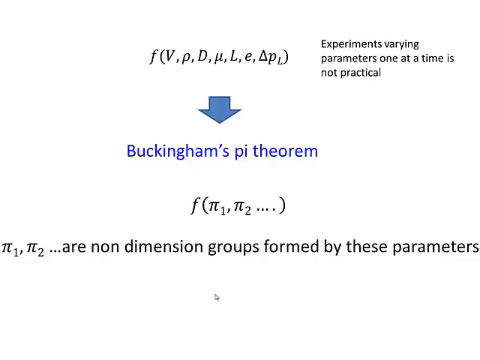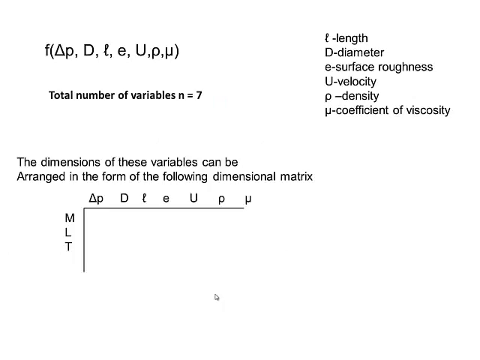To identify relevant non-dimensional groups, the first step is to arrange the dimensions of all variables in terms of basic dimensions M, L, and T in a matrix form as indicated. The next step is to find the rank of the dimensional matrix. In this case, the order of the dimensional matrix is 3 by 7. The maximum possible rank in this case is 3.